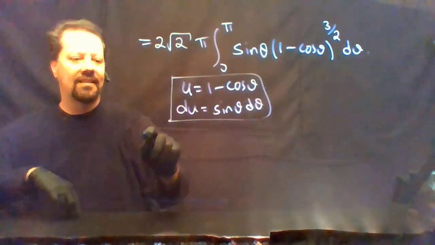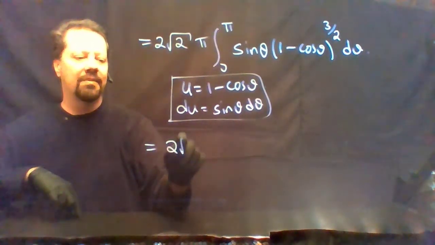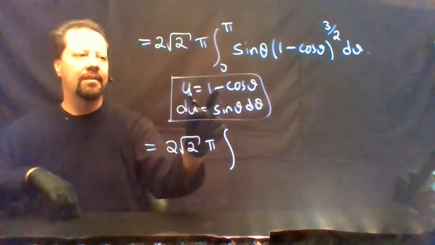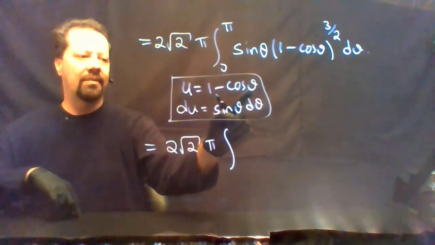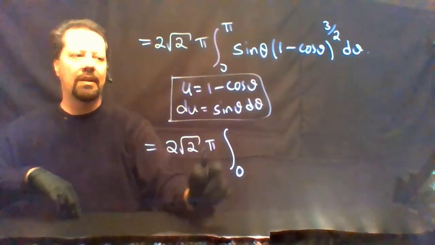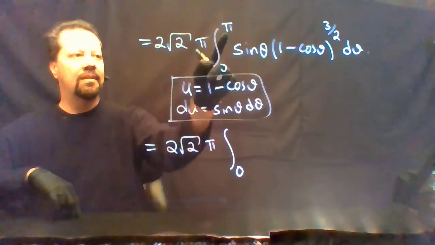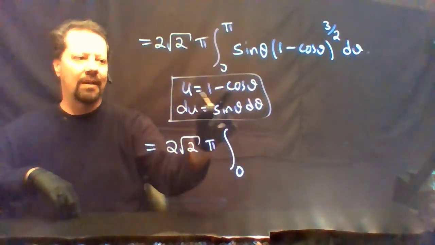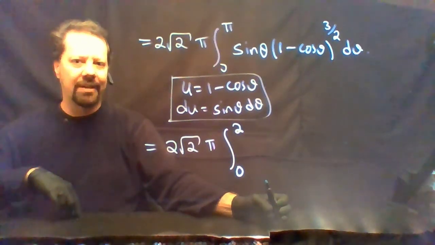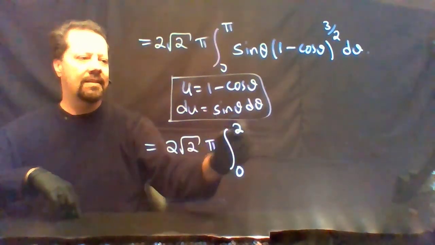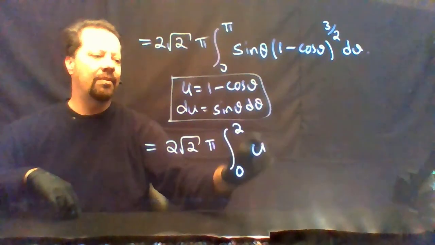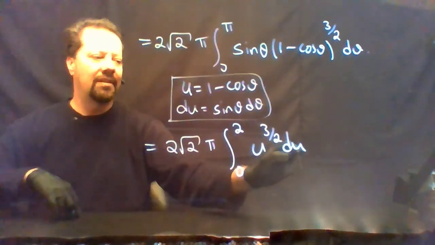The integral transforms. First, the limits of integration. If theta is 0, cosine of 0 is 1, 1 minus 1 is 0. The lower limit of integration is still 0. Cosine of pi is negative 1. 1 minus negative 1 is 2. Now the upper limit of integration is 2. Sine theta d theta goes away to become du, and we have u to the 3 halves du.